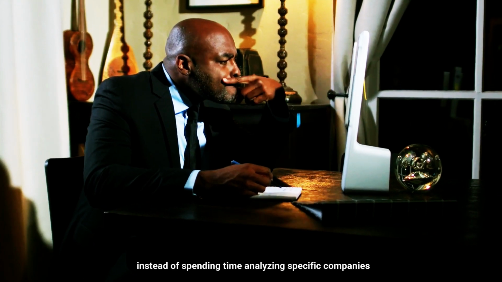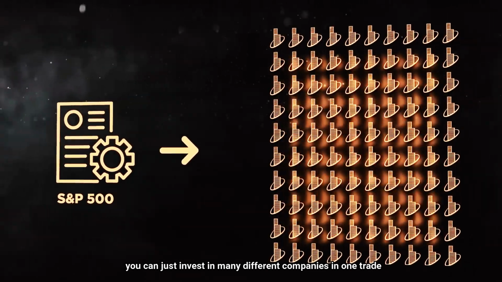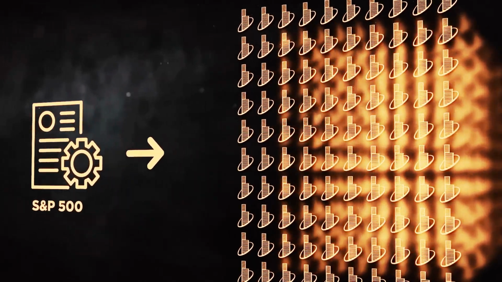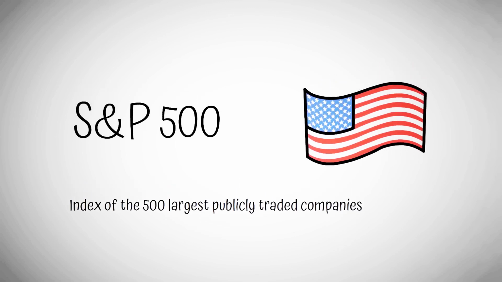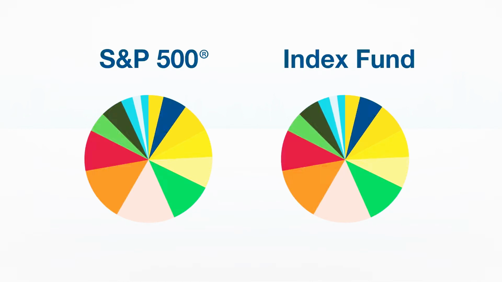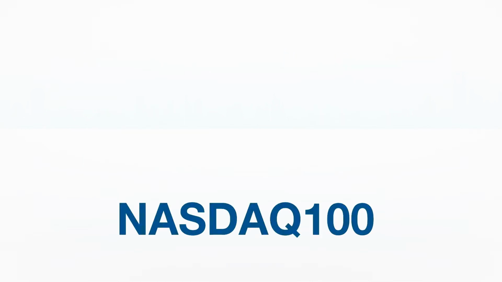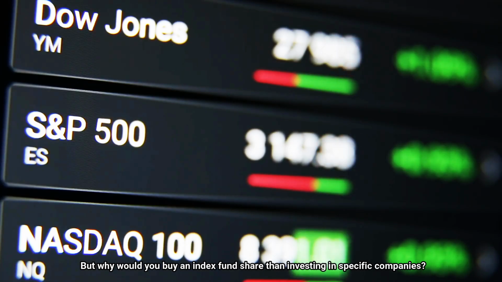Instead of spending time analyzing specific companies, something you are not even good at, you can just invest in different companies in one trade. An example of an index fund is the S&P 500, which tracks 500 public companies. So if you buy one share of the S&P 500, it means that you are investing in all these 500 companies in one trade. Another example of an index fund is the Nasdaq 100, which tracks the 100 biggest companies in the US like Microsoft, Apple, Tesla, and more.